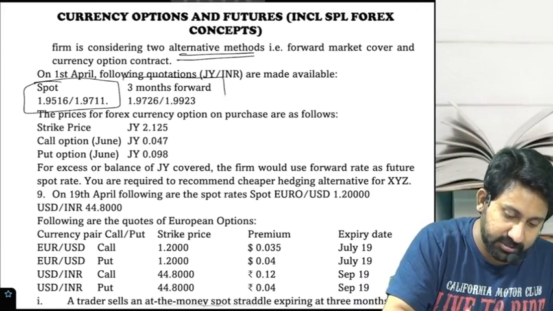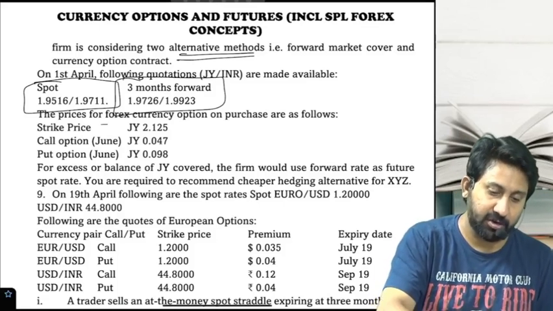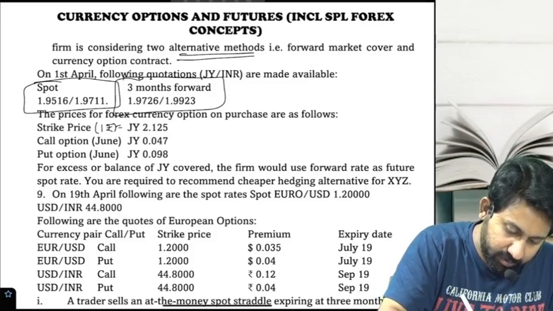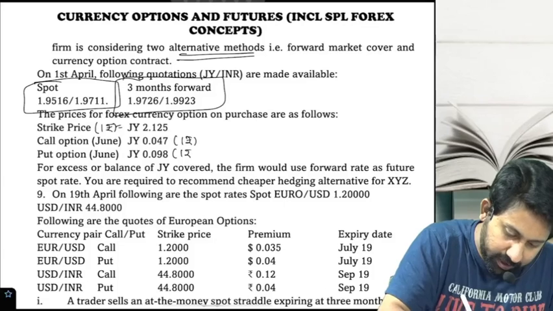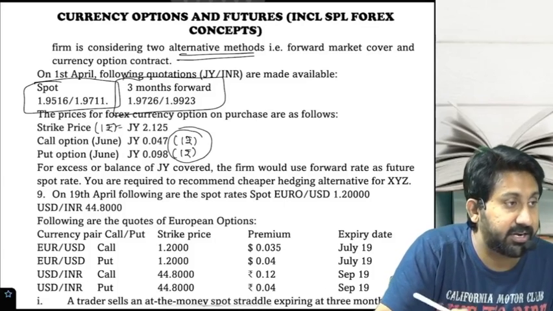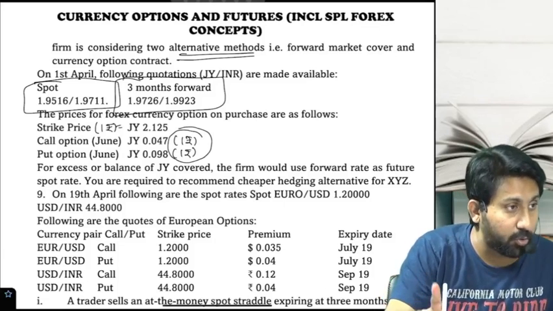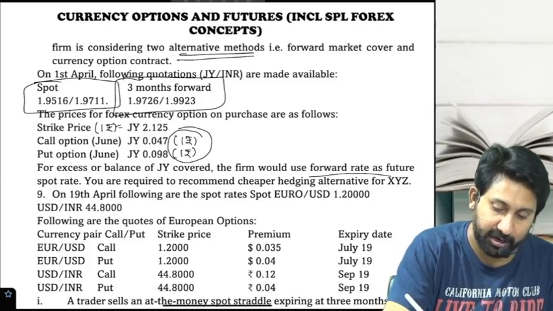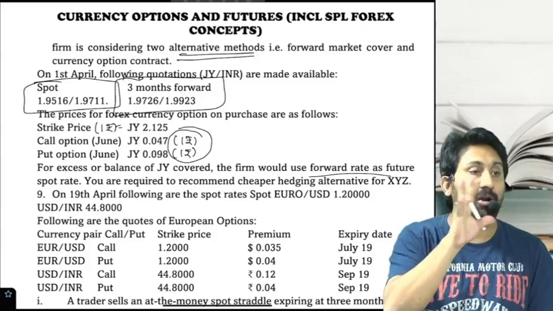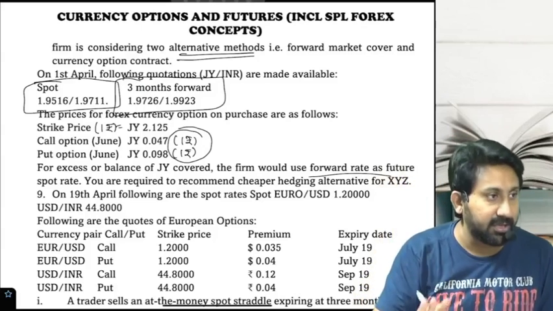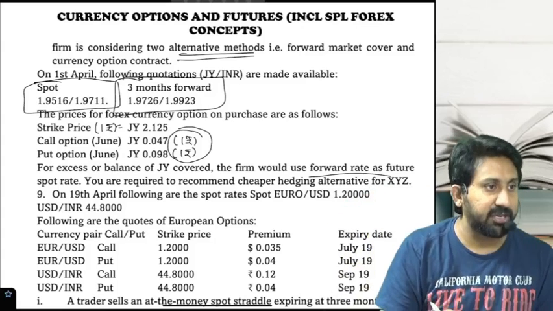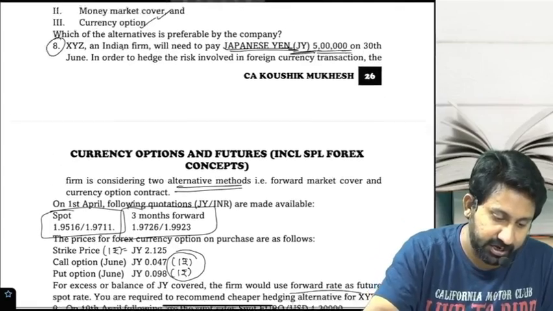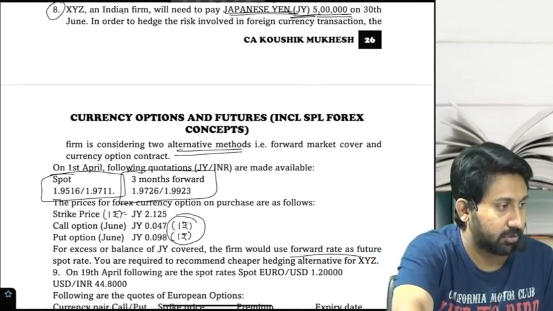These are the spot rates. This is the forward rate. Prices of currency on purchase are as follows. Strike price 1 rupee equal to... So what is the commodity that is getting traded? Rupee. So everything you need to understand from the rupee point of view. For excess or balance of Japanese yen, the firm would use the forward rate as the future spot rate. Means exactly the contract size; if it is not sufficient, use the forward rate. You are required to recommend the cheaper hedging alternative for XYZ. This is the question being asked. First, read the question properly before we go on with the solution.